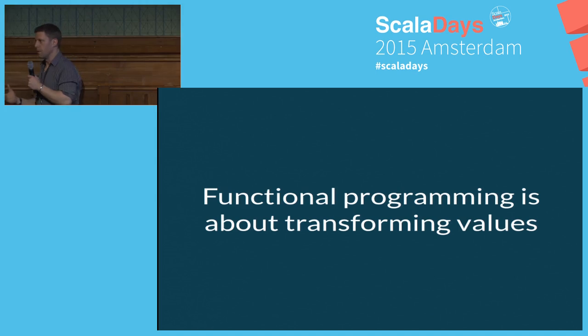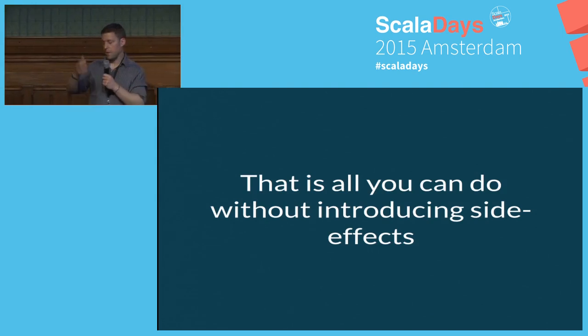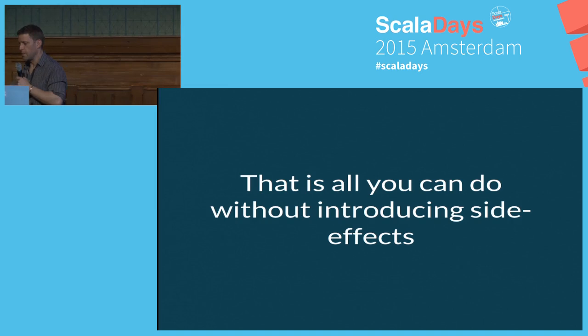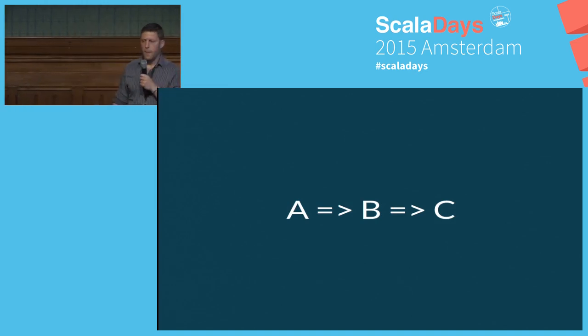That's all that a functional programmer does, because we're not using side effects, or at least not in the main part of our program, maybe around the edges. And when you don't have side effects, all you can really do is go from A to B to C. And this is what I mean by sequencing computations. Now, A to B to C is very simple. This might just be function composition.